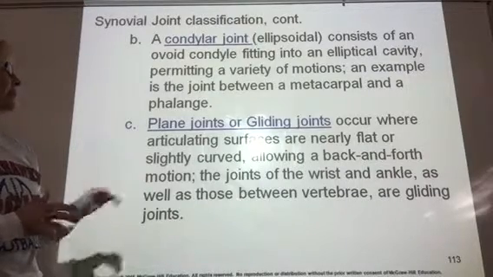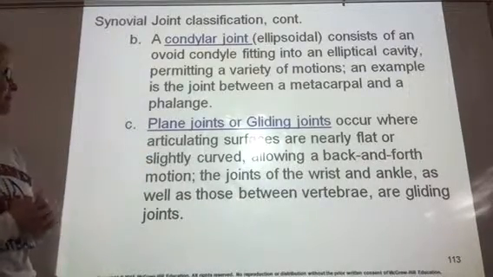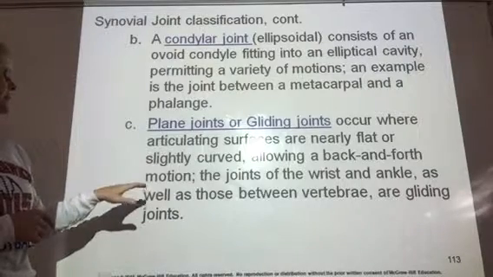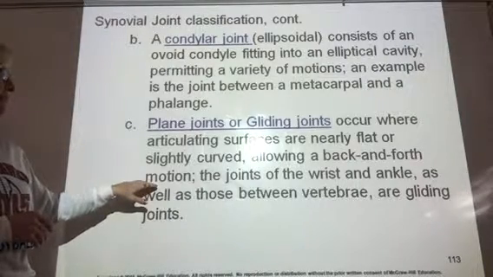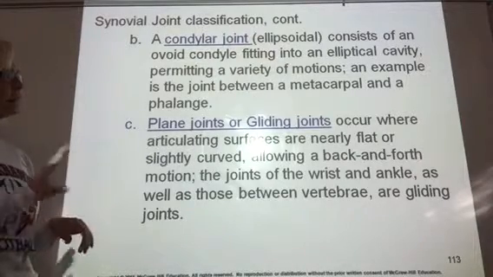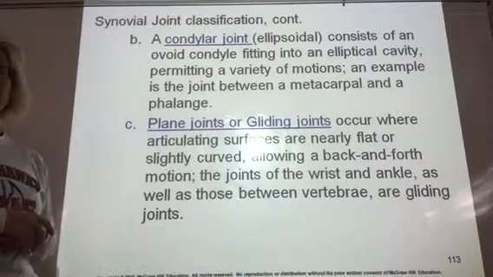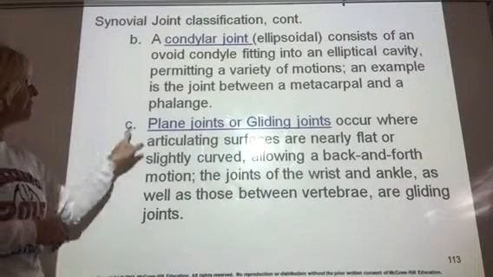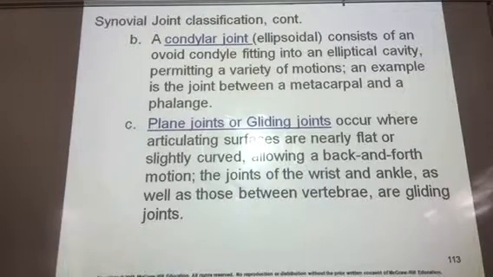Gliding joints have a little bit of a curve. They're going to pivot back and forth. Examples there are your wrist and ankle, some between your vertebrae. So not as wide of movement as your ball and socket, but a fair amount of movement in your gliding joints.